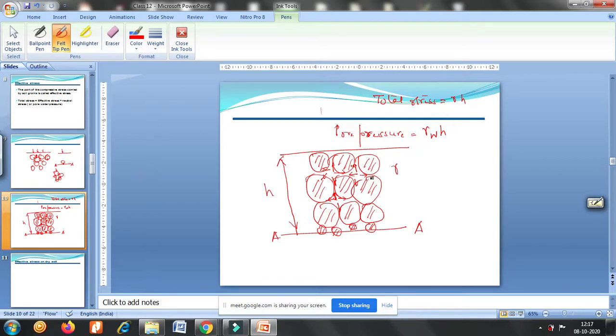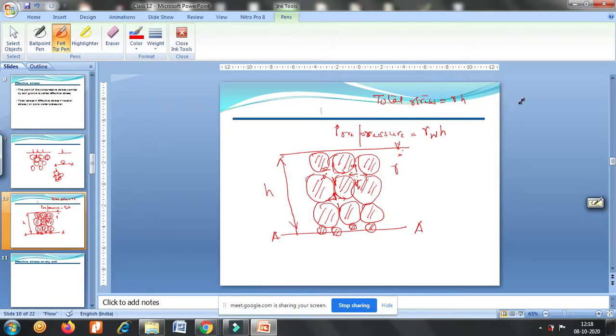Within the depth, whatever water is present, we have to take into consideration. Gamma W is the unit weight of the water, multiplied by H, the depth of the water. The depth of the water is from this point to this point, as the water table is somewhere here. From this point to this point, the water is there within the void, and it will act as a hydrostatic force, and some portion of it will act in the downward direction as the pore pressure over this one. So that is the pore pressure. Then the next one is the effective stress.